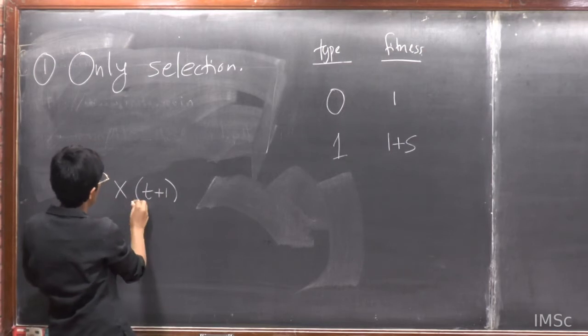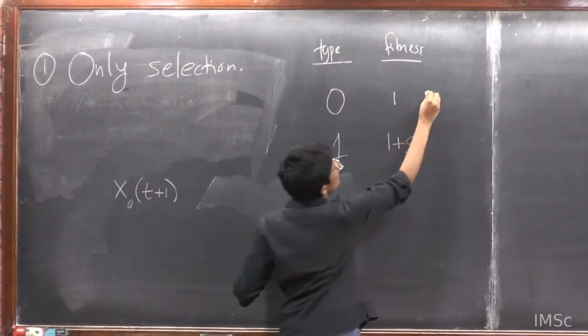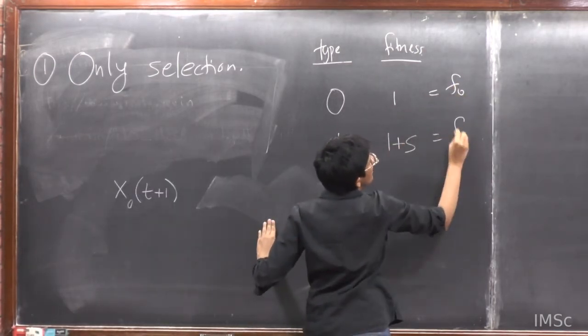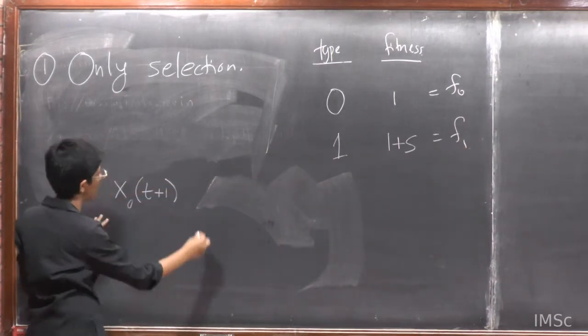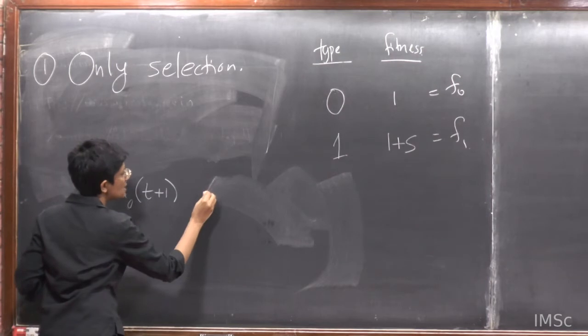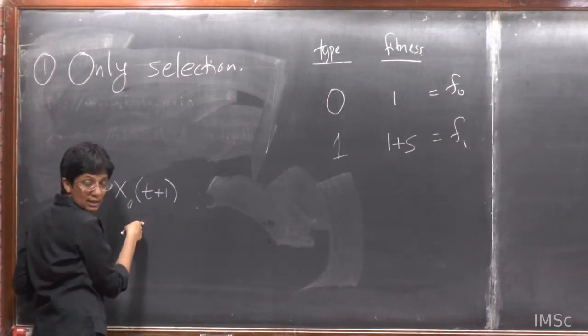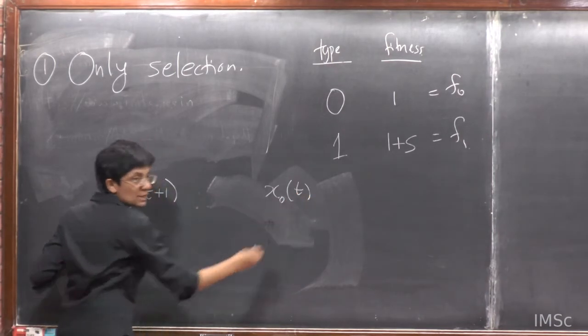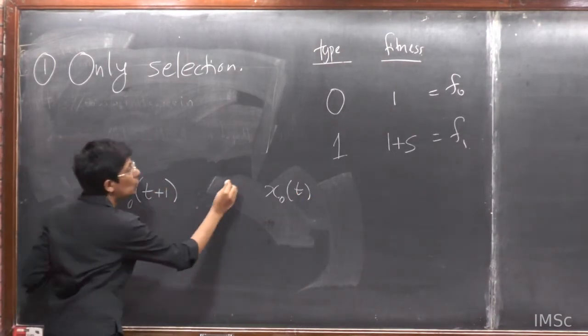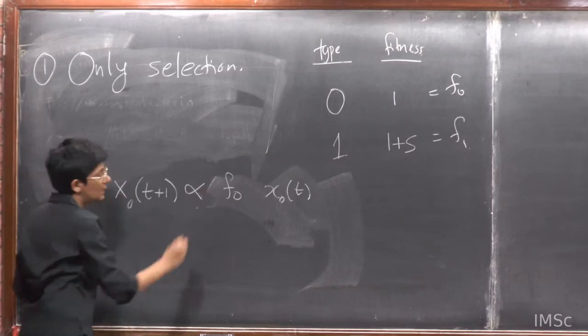Let me write, okay, x naught. Let's call it f0 and this is f1. Maybe we can put specific values, but let me not even do that right now. So the fraction here at time t plus 1 is proportional to the frequency before times f naught. Does this make sense?